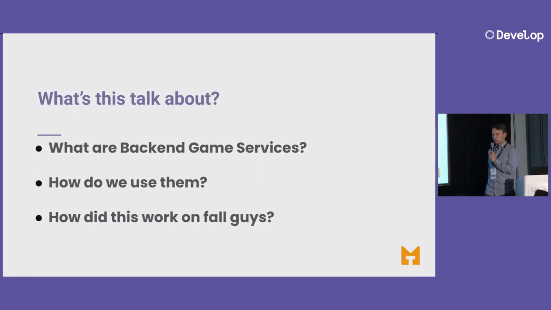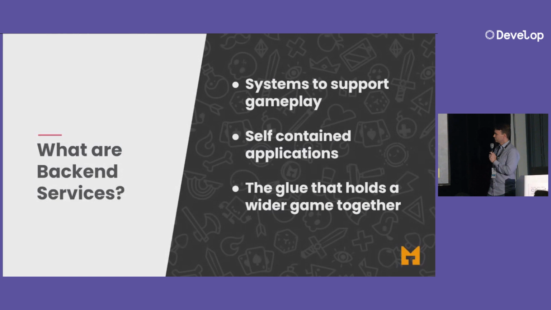So you're probably asking, what the heck are back-end services? What do you use? How do you use them? And how does it work on Fall Guys when I play the game and I'm matchmaking, what's actually going on in the background? Back-end services, simply put, are just systems to support gameplay. They're self-contained applications. If you're familiar with microservices, that's exactly what we do. They do one thing and one thing only, but you deploy lots of them in a fleet, and that comes together to perform all the back-end mesh that a game would need. I like to think of them as the glue that holds the wider game together.